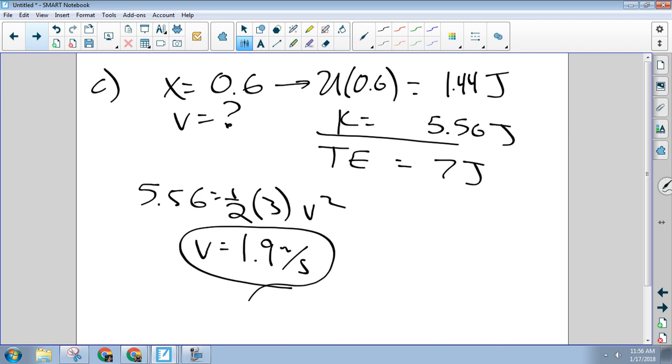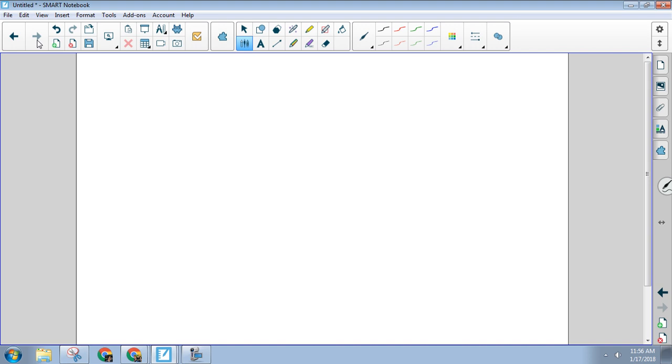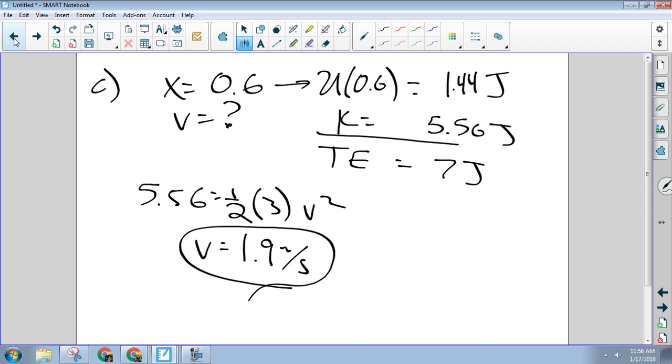Okay, everybody good? All right, part D. So this is the first one where you actually need to do something other than just total energy is constant, right? So part D says calculate the magnitude of the acceleration of the object as it passes x equals 0.6 meters. So at x equals 0.6 meters, the question wants to know what's the acceleration. When I first read this, my knee-jerk reaction was, well, we just found velocity, so there should be some connection there. I don't know that that gets you anywhere.